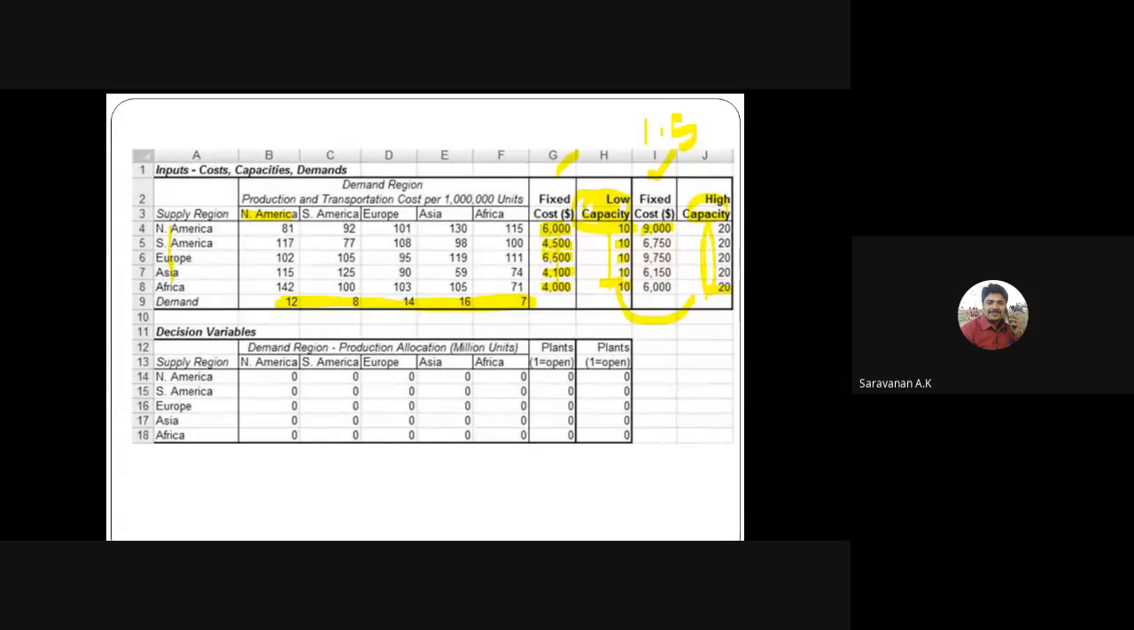But which one is variable? Depending upon the decision variables, here I can set all the values to 0.